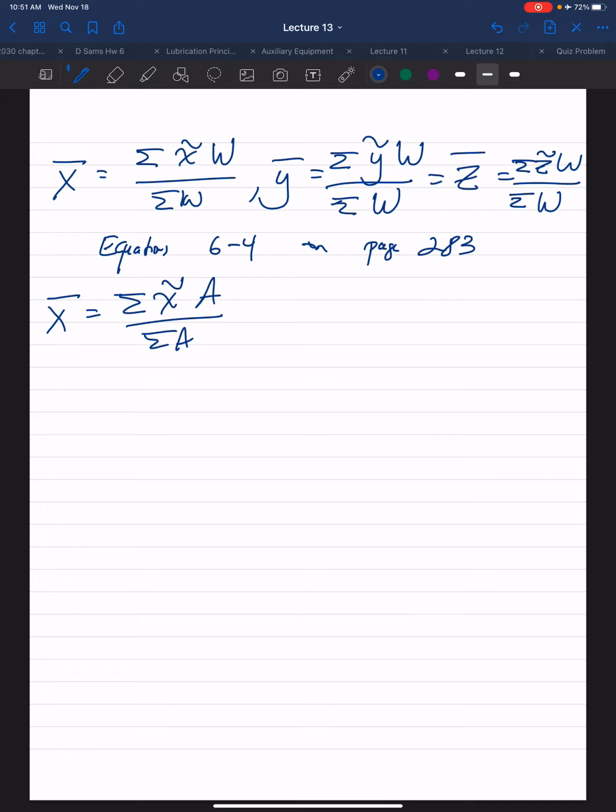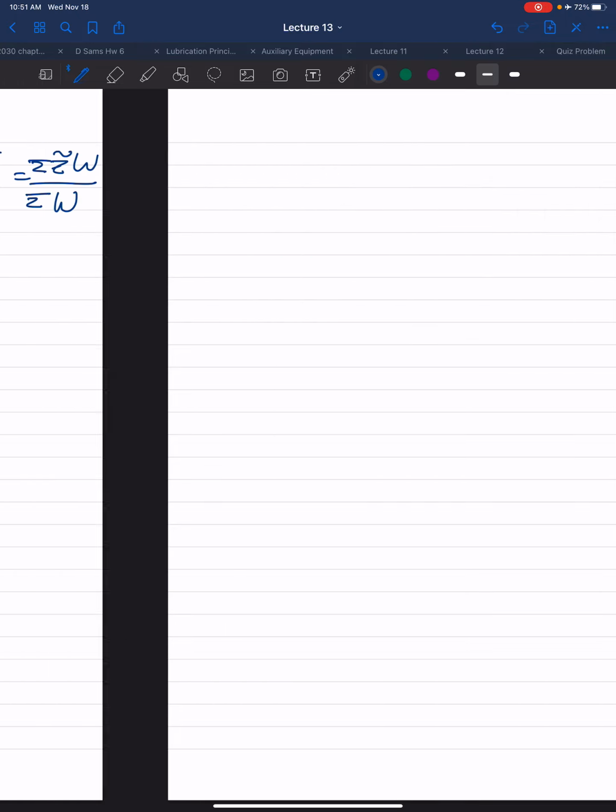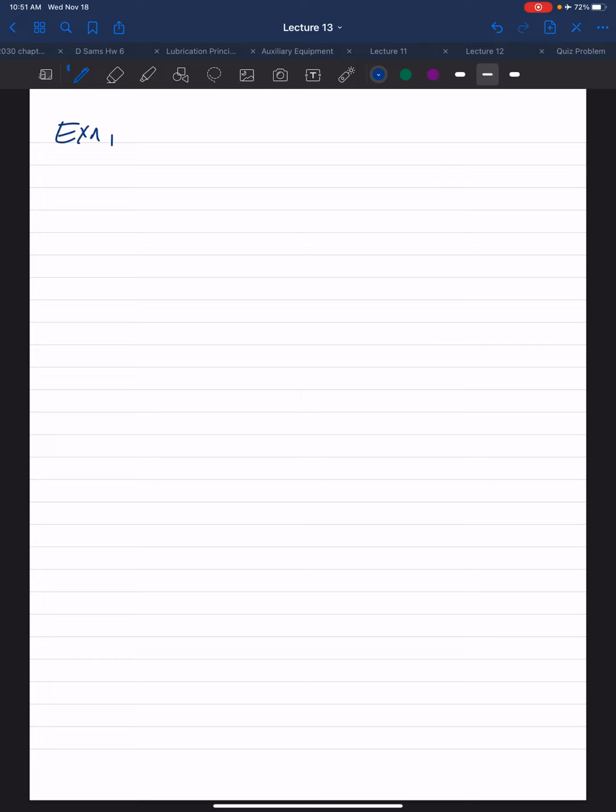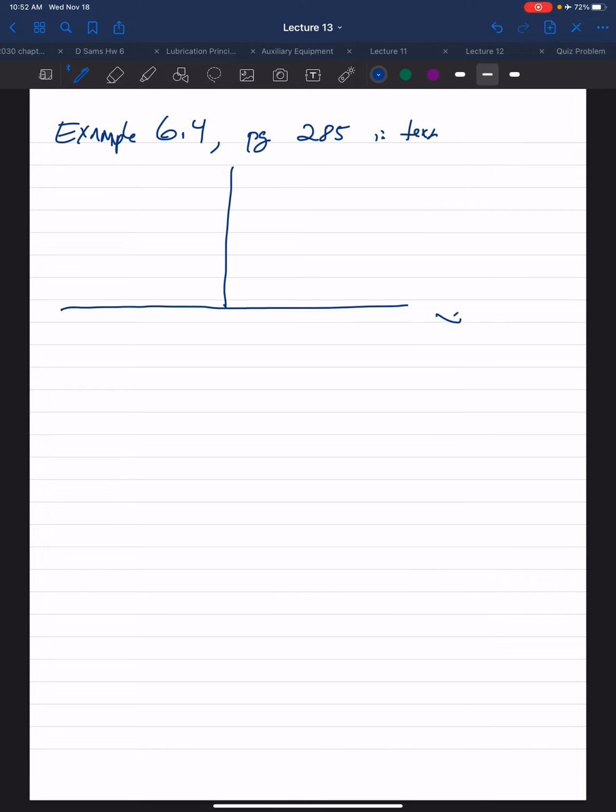So let's take a look at the example problem to gauge our understanding of where we're at. If I look at example 6.4, this is page 285 in the text. They want us to locate the centroid, the geometric center, of the plate area shown. So to give us our X and Y axes. And you can already see this is a composite body. It's an irregular shape.